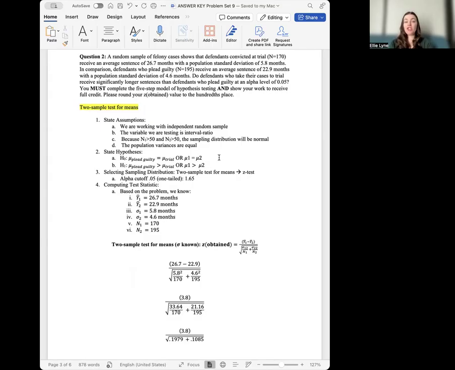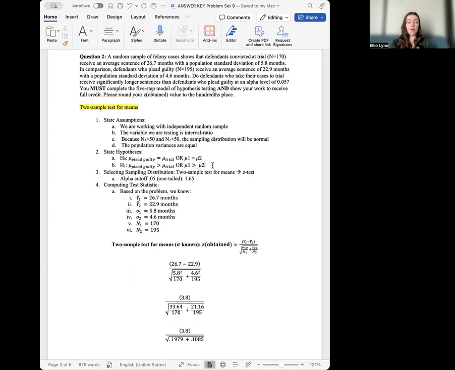And here I need to check the context of the problem to see what direction, if any, we are testing our research question. So let's see what we're taking a look at here. Do defendants who take their cases to trial receive significantly longer sentences than defendants who plead guilty at an alpha level of 0.05? And so in this case, our keyword here is longer. And so we are actually switching our symbol direction from question 1, whereas question 1 asked about significantly less than, now we're switching it to longer. So now I have the greater than sign. So that's what you see here in my research hypothesis.